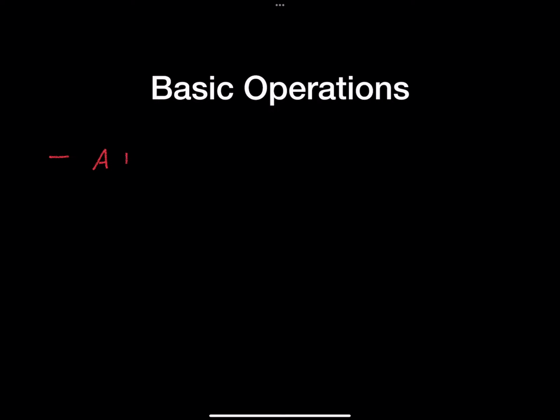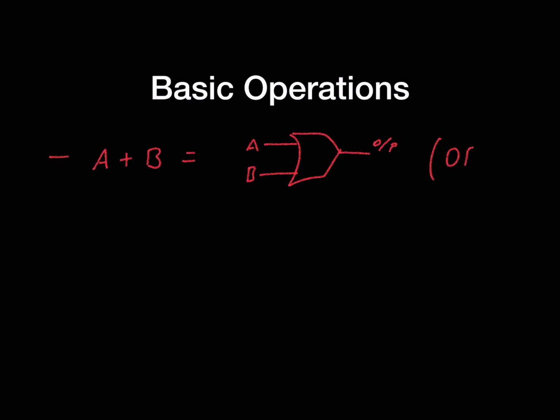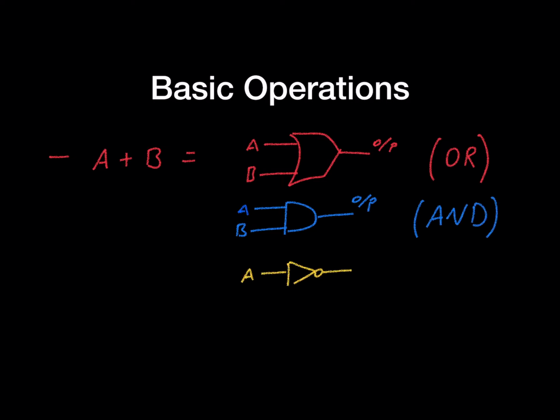We have some basic operations. These can often be confused with symbols in algebra learned in maths. However, it is important to remember that this is algebra for logic, and so has a few different rules and symbols to get used to. We can see that a plus sign often denotes an OR gate, a dot often denotes an AND gate, and a bar often denotes a NOT gate.